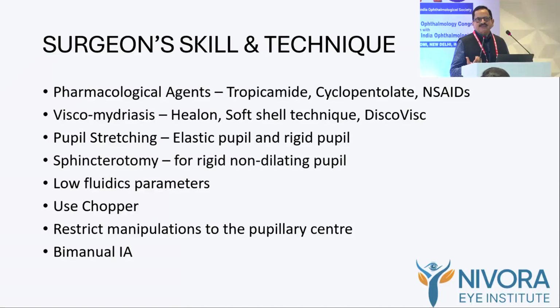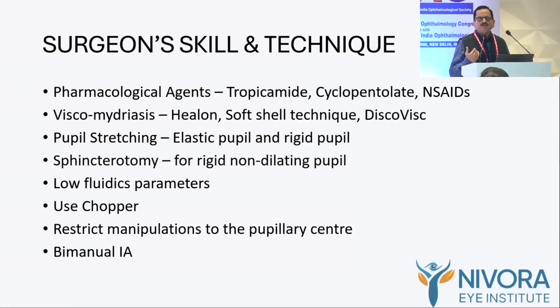We have to confirm whether it's an elastic pupil or a rigid pupil. If we try to stretch a rigid pupil too much, it may break the sphincter. An elastic pupil can be stretched, but it will come back again. A rigid pupil can be stretched a little bit and it remains there. In some cases, sphincterotomy can be done for a rigid, non-dilated pupil. We can just make small nicks on the pupil, and that makes the surgery much easier.